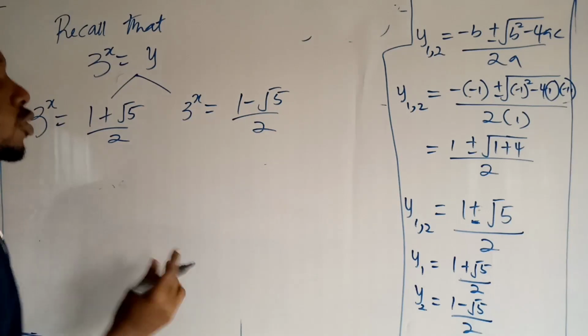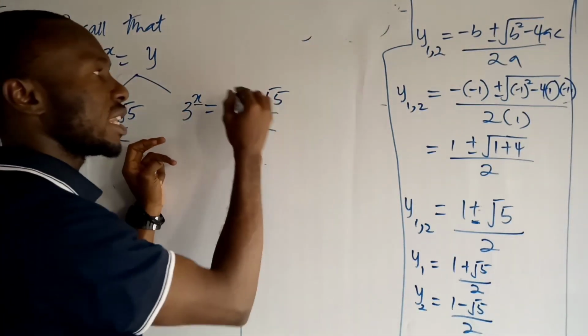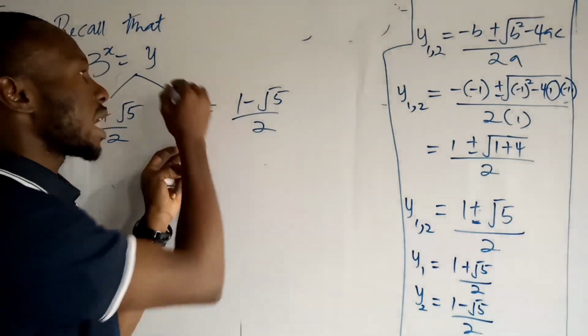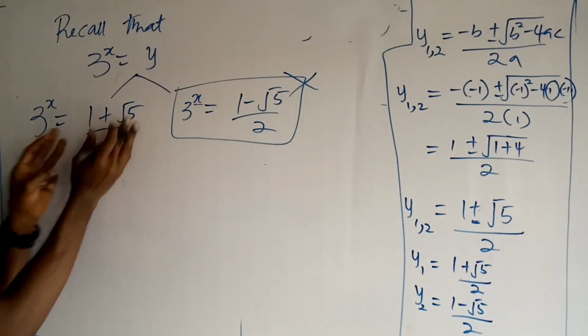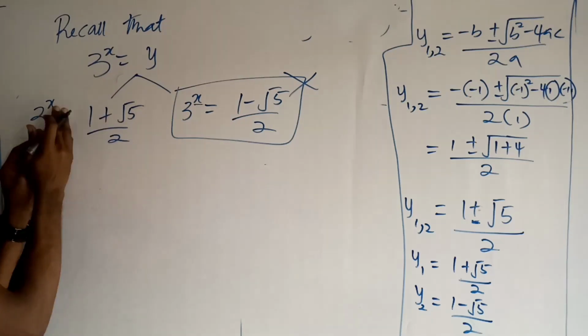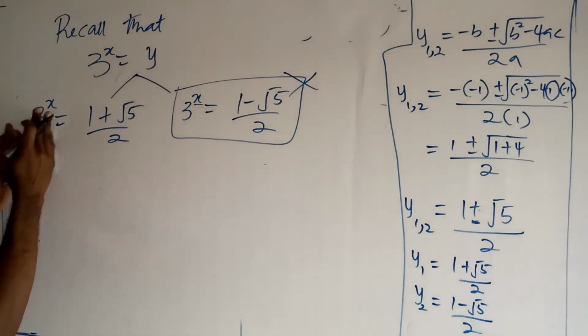So that is it. So now look at this. Whatever be the value of x, we cannot have a negative result. So this one is going to be ignored. We're going to ignore this and work with this one because this is a positive result, and of course, we can have a positive result for values of x. So at this point, you want to solve for x.